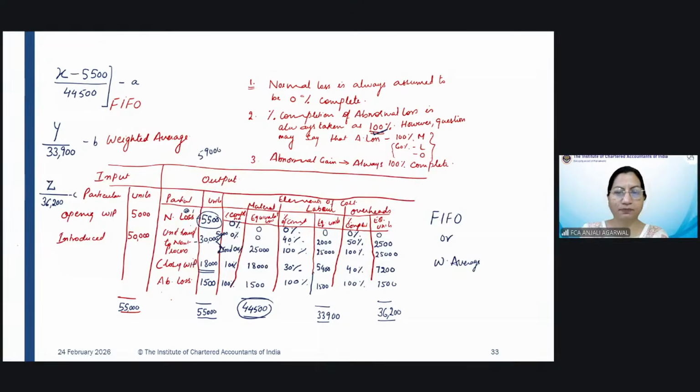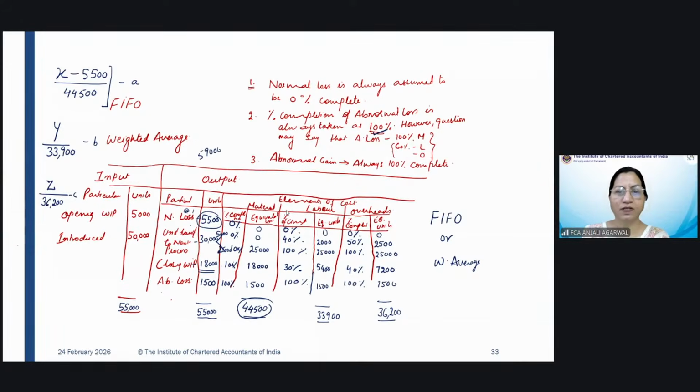0 into A, 2,000 into B plus 2,500 into C. Okay, right. So this is how you prepare the statement of equivalent units. How will this output break up in case of weighted average? I will come on to that.